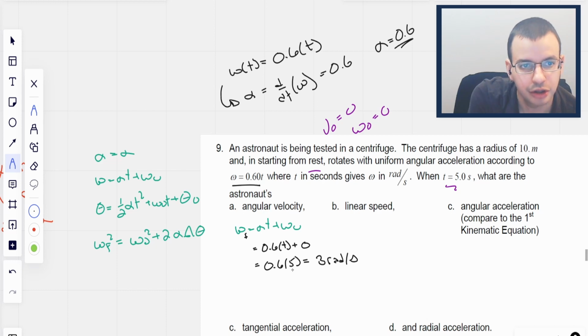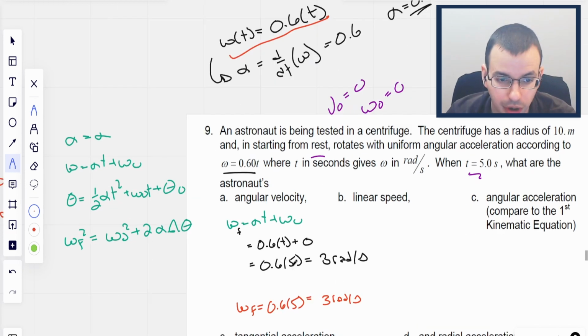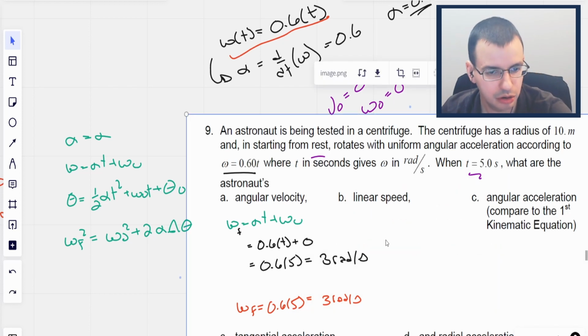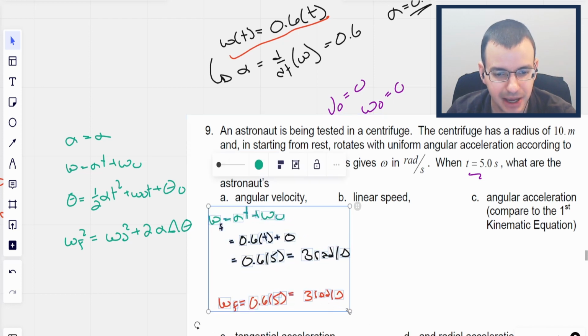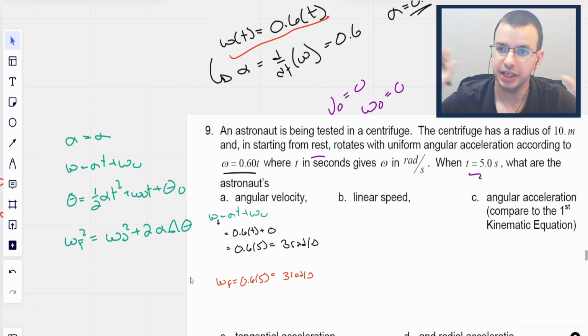Or they just give us the angular speed for any given point in time. Omega final is 0.6 times 5, which again is 3 radians per second. So if we wanted to, we could make this first part really hard, or we can just use the information they gave us and take the easy path that they intended. So long story short, either way is correct.